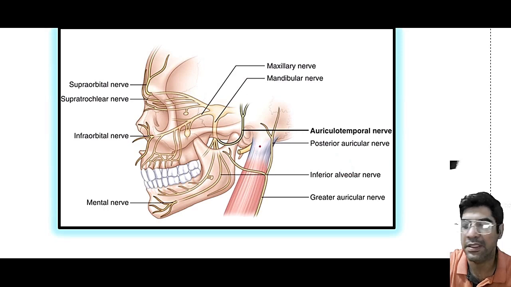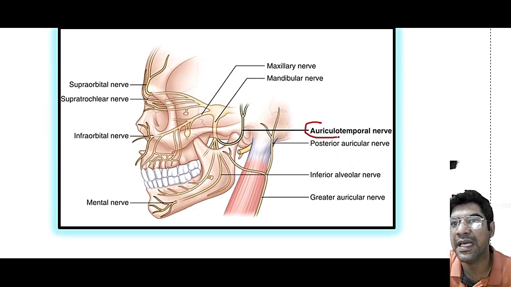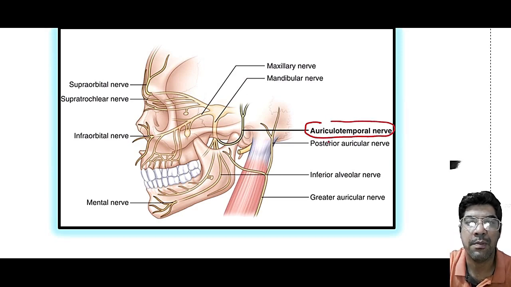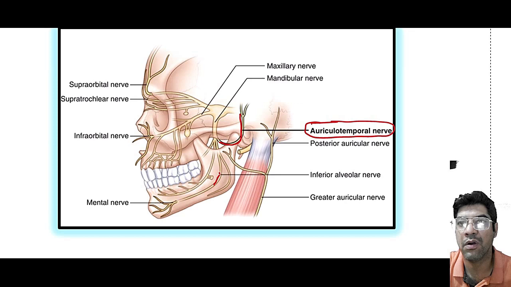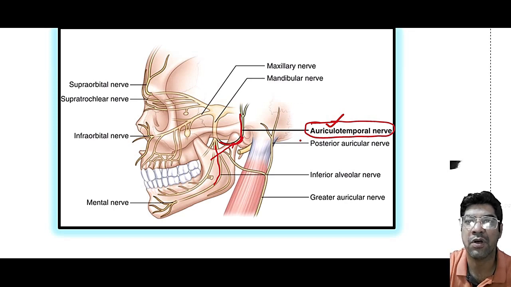In some cases, the needle may affect the auriculotemporal nerve, which is another branch of the trigeminal nerve. So this auriculotemporal nerve, instead of the inferior alveolar nerve, sometimes your target area reaches the neck of the condyle, meaning here, that may anesthetize the auriculotemporal nerve.